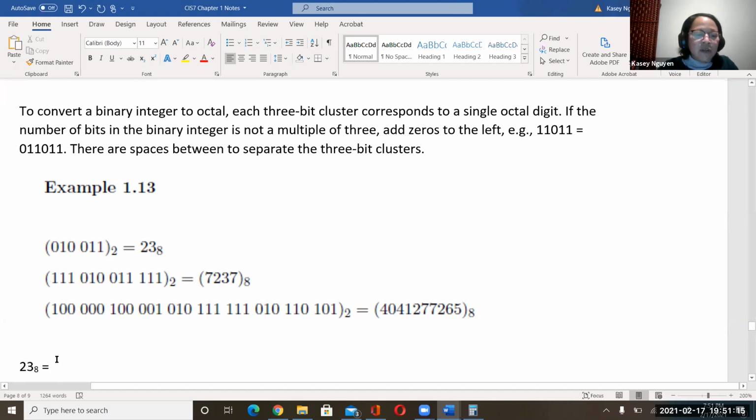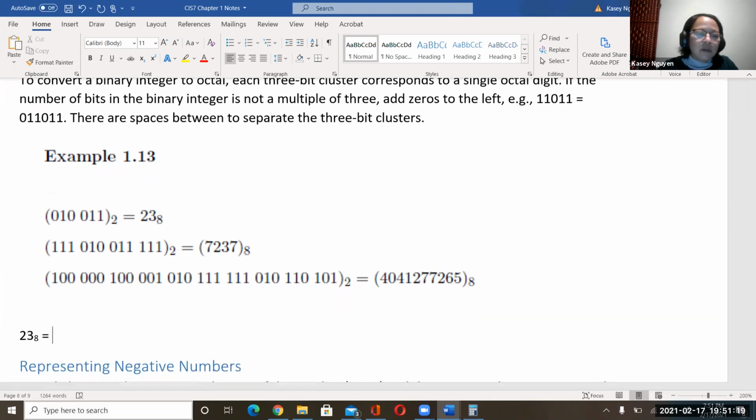So what you're going to do is take the 2 and convert it to binary. So a 2 is represented with 0, 1, 0, right? Because the 1 is off, the 2 is on, and the 4 is off. There's only 3 bits in the octal.